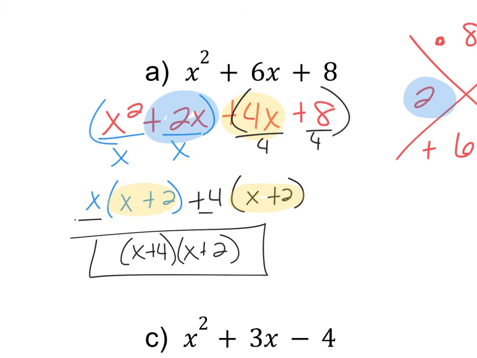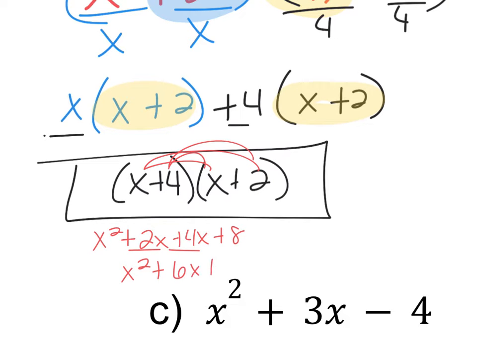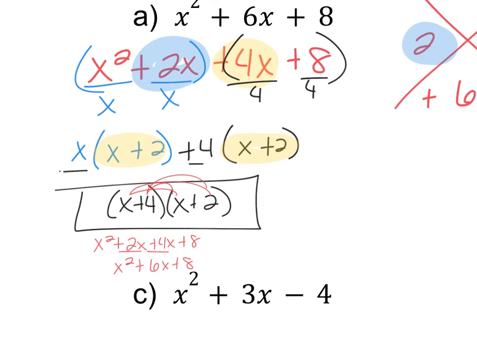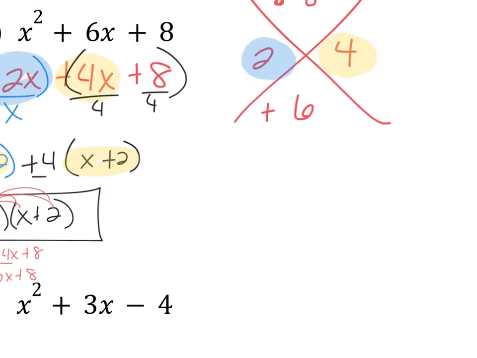If you wanted to distribute out to check your work, I'll show you how really fast. I'll just do it for this first problem. So x times x is x squared. X times 2 is positive 2x. Positive 4 times x is positive 4x. Positive 4 times 2 is positive 8. Then combine your like terms. So you have x squared plus 6x plus 8. Is that the original equation? Yes, it is. Perfect. You are finished. So the answer that I boxed is the correct answer.